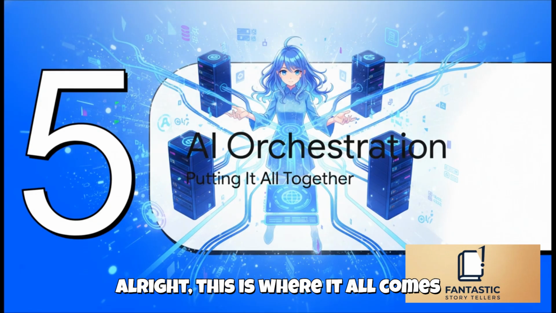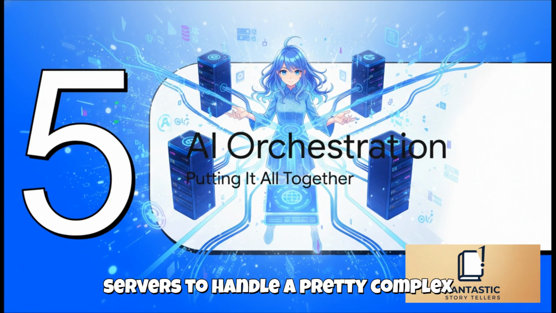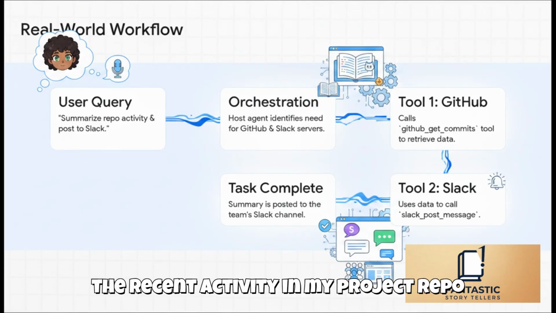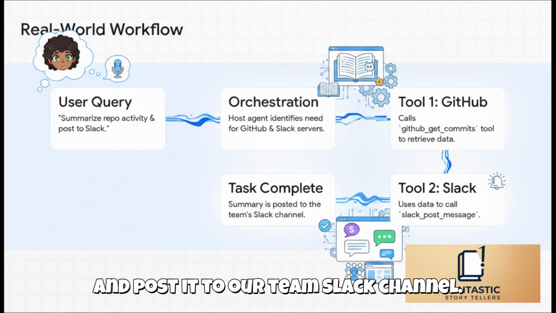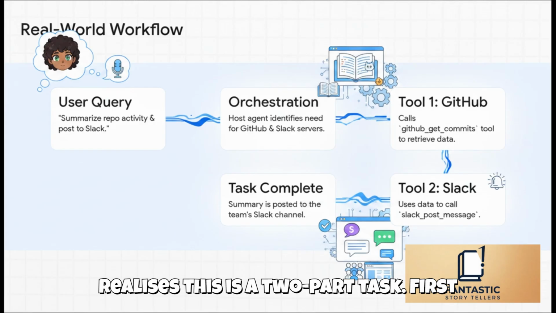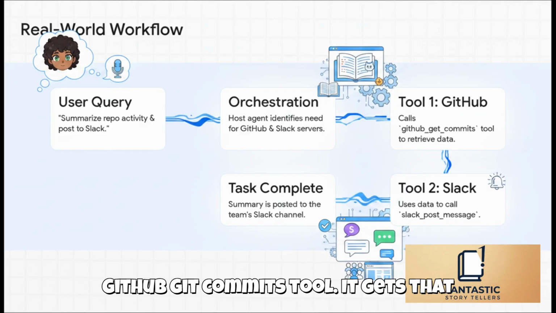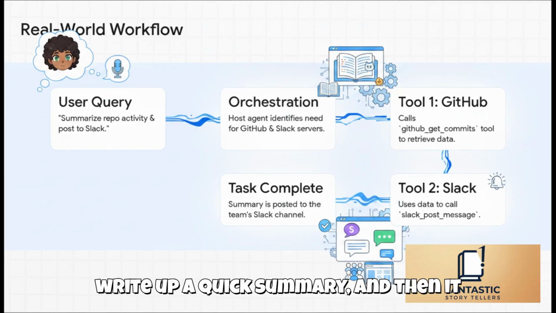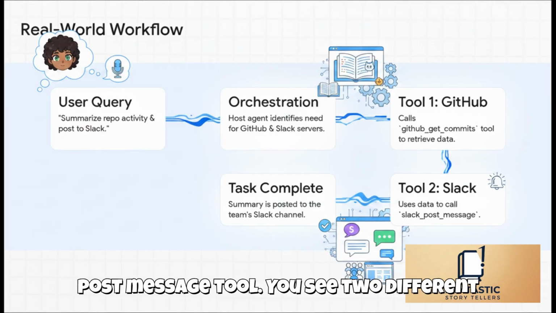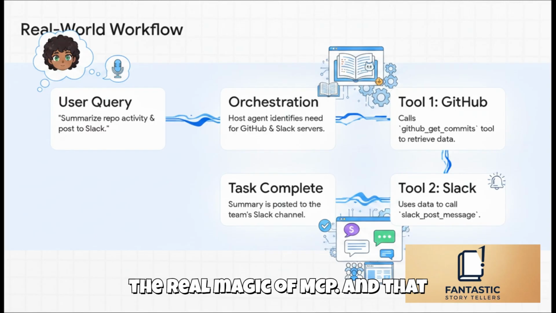All right, this is where it all comes together. Let's see how an AI host can actually orchestrate multiple different servers to handle a pretty complex request. So imagine you ask your AI assistant something like, hey, summarize the recent activity in my project repo and post it to our team's Slack channel. The host agent, our AI brain, immediately realizes this is a two-part task. First, it uses its GitHub client to call the GitHub get commits tool. It gets that data back, uses its own intelligence to write up a quick summary, and then it uses its Slack client to call the Slack post message tool. You see, two different specialists, all orchestrated by one brain to complete a single goal. That's the real magic of MCP.